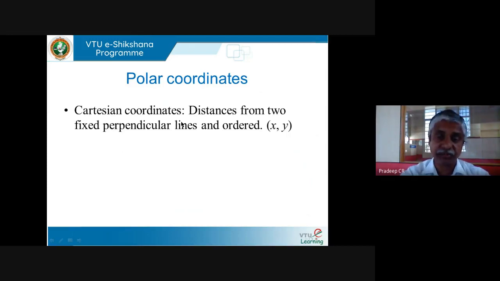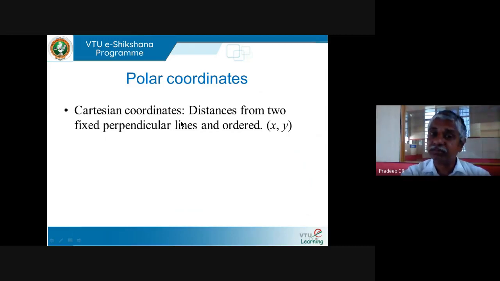That's what I did in GeoGebra. For 4, 3, first I'll fix a x-axis, then I'll fix a y-axis perpendicular to the x-axis, and then I'll go 4 on the x-axis, which means distance from the y-axis is 4, and then I'll go 3 on the y-axis, which means distance from the x-axis is 3. So all this you must keep in mind when somebody says Cartesian coordinates.